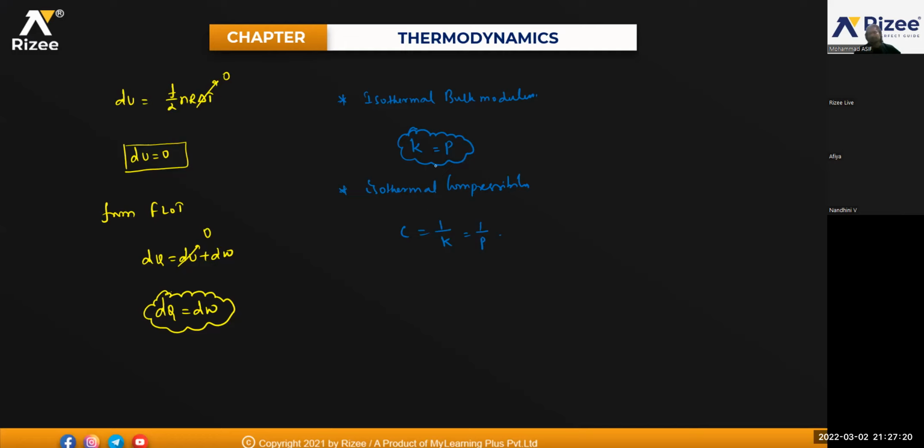K is equal to P, and I can write dP by dV will be equal to tan theta, anything that is fine for this. These are two important formulas you need to remember in the isothermal process. Clear, beta?